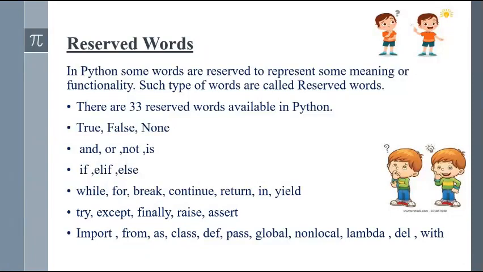So the point is, what are reserved words? Reserved words have a special meaning in their syntax. And what are identifiers? I have already discussed: identifiers are the names of classes, names of Python programs. These are the names. Reserved words: there are 33 available in Python. True, False, None, and, or, if, else, while, for, break, continue, return, in. These are some reserved words.